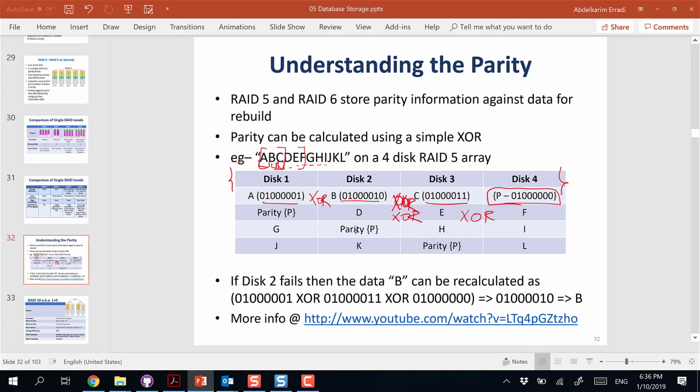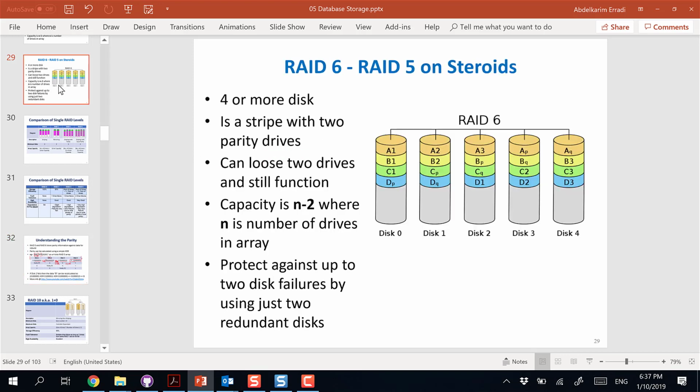So for example, if disk 2 fails, I can reconstruct the value of B by XORing A, C, and the parity. And this will give you back the value of B. Okay, so I can afford to lose 1 disk in the disk array. So that's basically the way RAID 5 works.